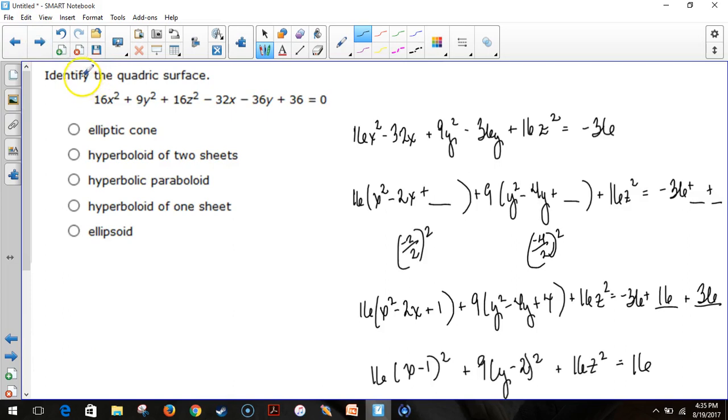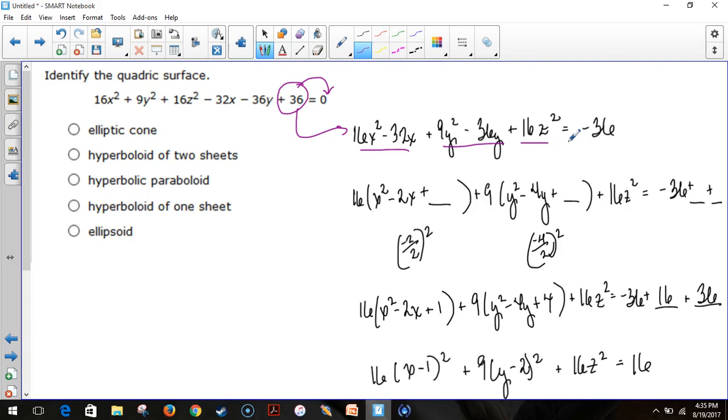A little bit more interesting, right? One of the longer ones. I have this one kind of started so that we can go along a little bit quicker. This is just my original one written with this 36 moved over. I also took my x's all together, my y's are all together, and then of course my 1z that I have there, because I'm going to need to complete the square.